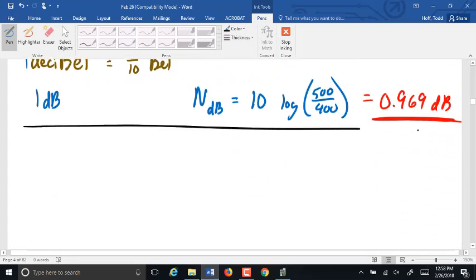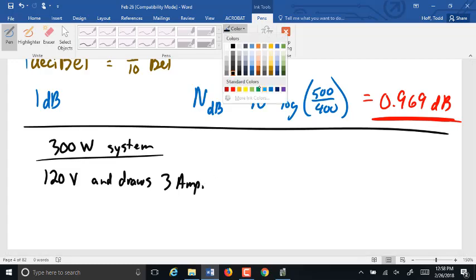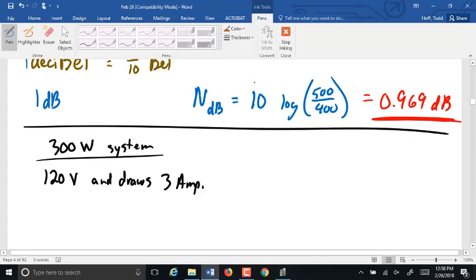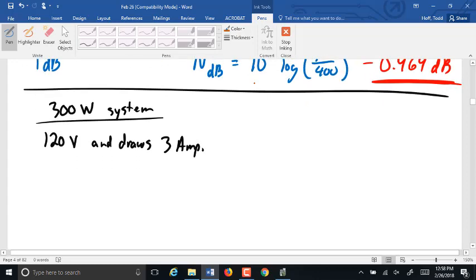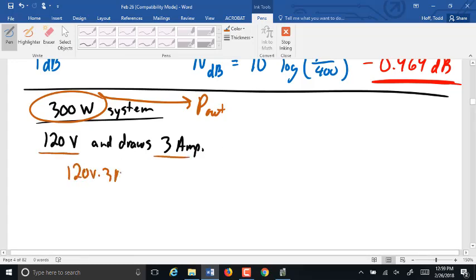So let's say we have a system that says it is a 300-watt system. It is hooked up to 120-volt power and draws 3 amps. Find its power gain or loss. Well, what is the output power? Power output is the rating of the system. It's rated as a 300-watt system. That is the power output is its rating. The power input is 120 volts times 3 amps, or 360 watts. That's the power going into the system.